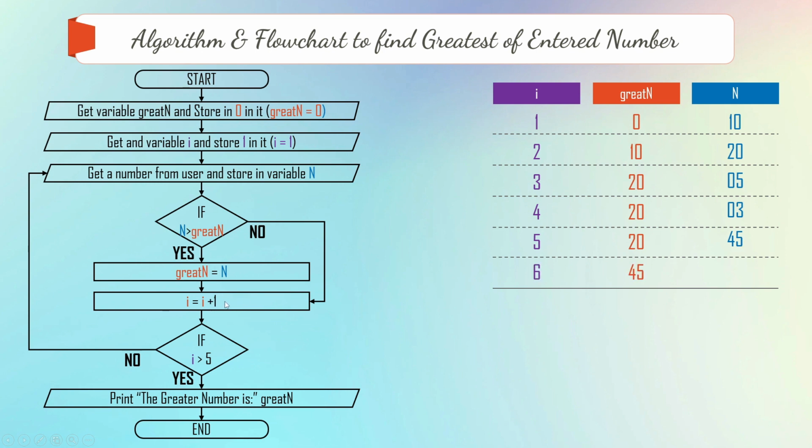I will be incremented to 6. The program will come down and check if I is greater than 5. Is I greater than 5? Yes, I is greater than 5. This condition is satisfied. So we will print the greater number, which is greatN. What is the value in greatN? 45. So out of the 5 numbers that the user has entered, which is the greater number? 45. So we have got an answer: 45 is our greatest number.